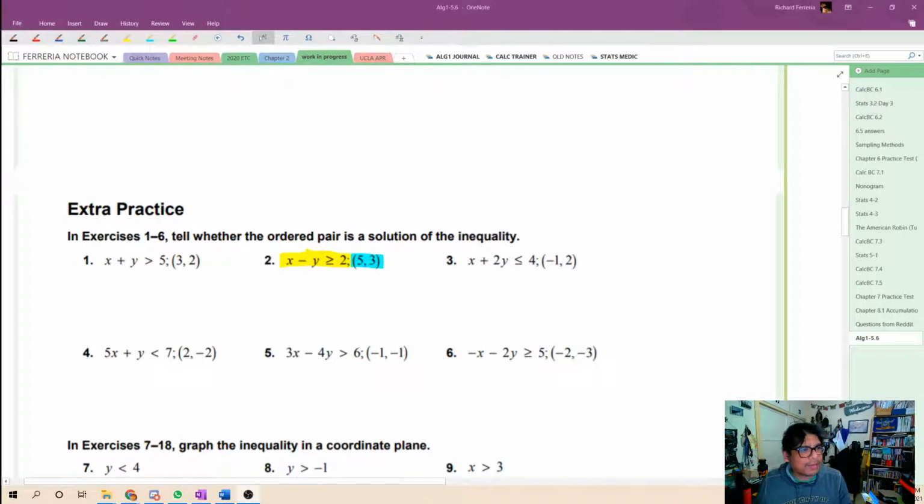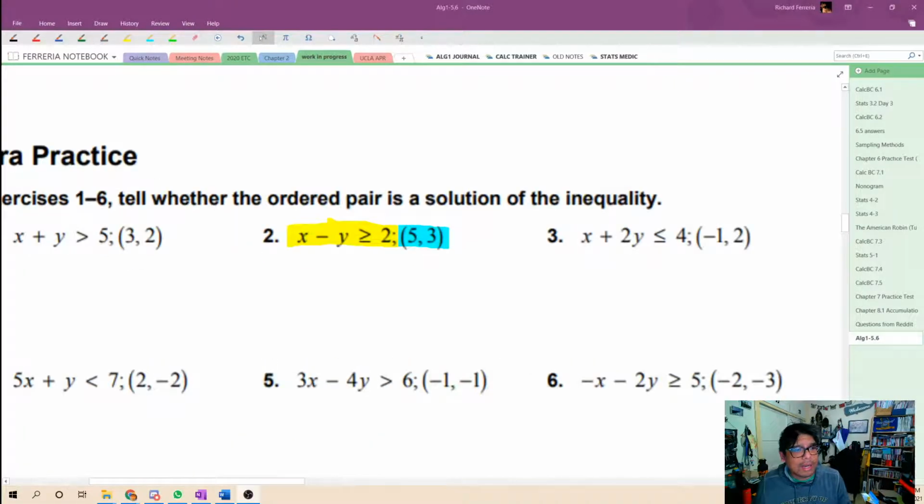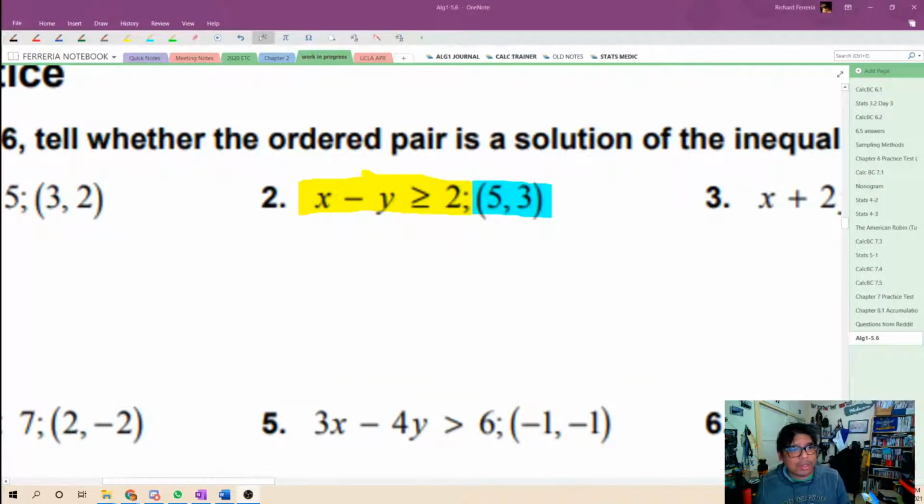So let's take a look at this first one. It says to tell whether the ordered pair is a solution of the inequality. And I've already highlighted number 2, so we can work on that one. We see that the inequality is x minus y is greater than or equal to 2, and we get an ordered pair (5, 3).